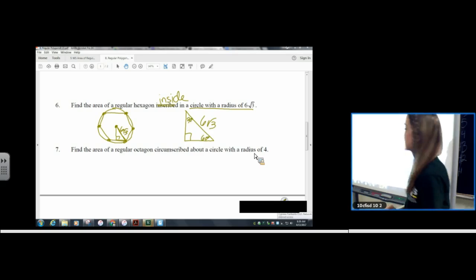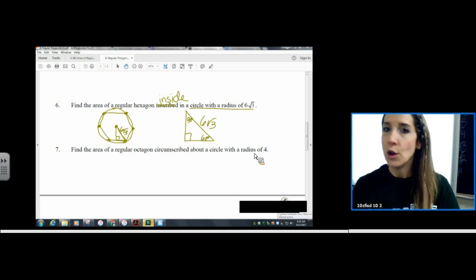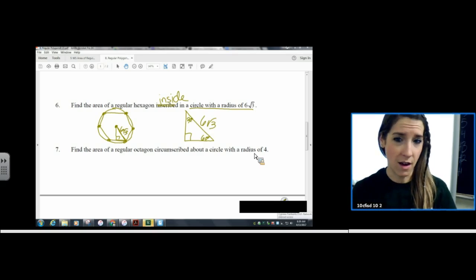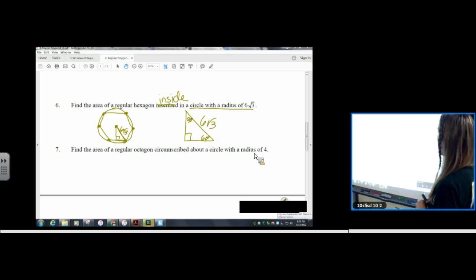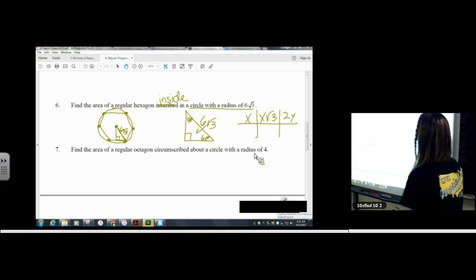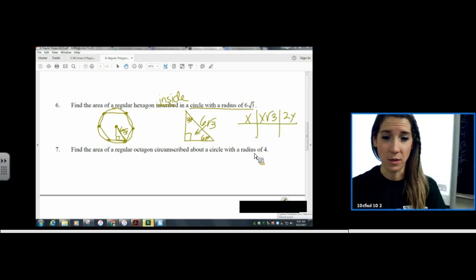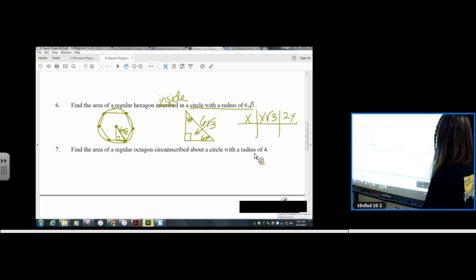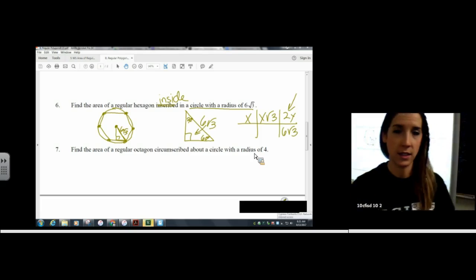30-60-90, because a hexagon is a special case. Don't put 30-60-90 in a pentagon. Don't put 30-60-90 in an octagon. But a hexagon is a special case. So if we have the rule x, x√3, 2x, 6√3 is the hypotenuse. It's across from 90. So 6√3 is the 2x.